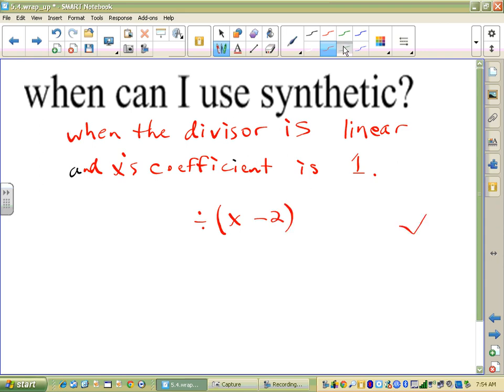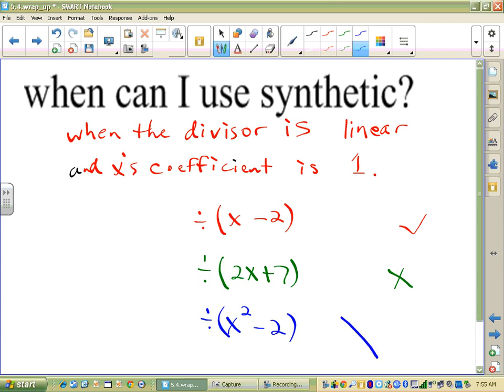If you're dividing by 2x plus 7, you can, but you shouldn't, okay? You can, but you shouldn't. If you're dividing by x squared minus 2, then you shouldn't, okay? And you can't, actually. With the 2x plus 7, it's weird. What you would put in the box is negative 7 halves. But then when you get your quotient, you'd have to put a 2 out front to make everything match up.